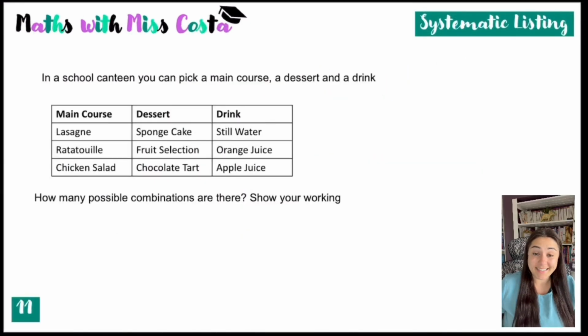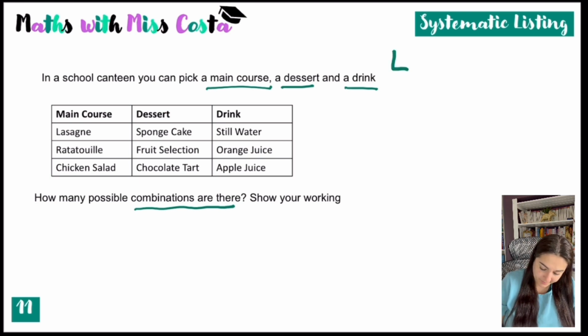So systematic listing is where I want to be really systematic with the way I list things. So that means taking one thing and matching it with everything else it can possibly match with. So in the school canteen, you can pick a main course, dessert, and a drink. How many possible combinations are there? And show your working. So what you want to do is start with your main course.